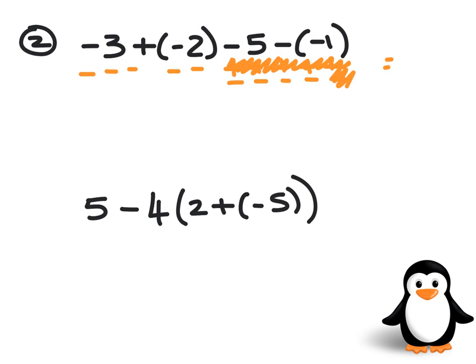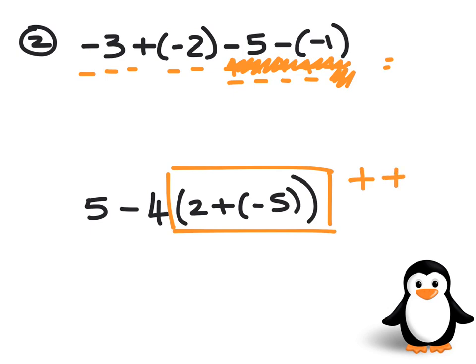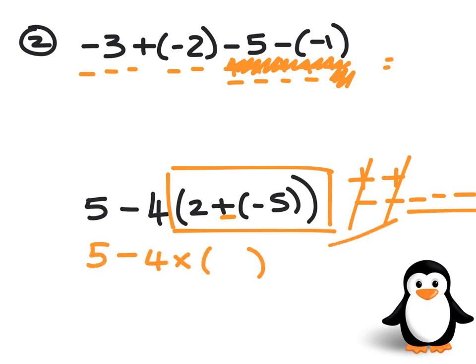The second one, remember what we said in class, we need to do the brackets first of all. So I'm going to do positive 2, and then I'm going to have to add on a negative 5. 1, 2, 3, 4, 5. Things will start to cancel, so that's what you're left with. So 5 take away 4 lots of whatever this is, get your answer.